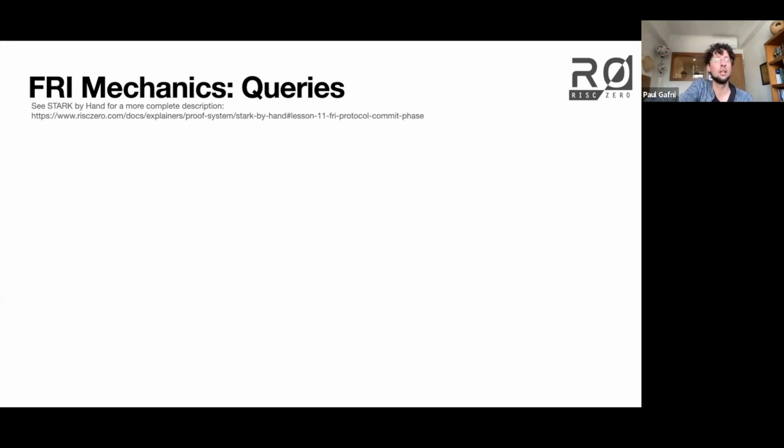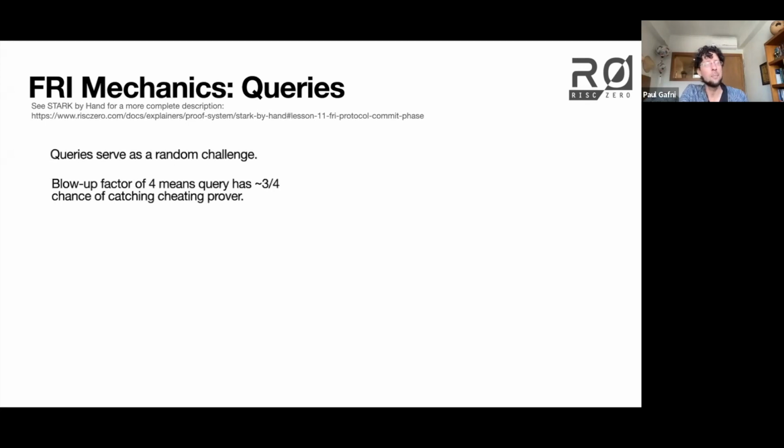And the verifier needs a mechanism to kind of check that the folding was done in accordance with the randomness that the verifier actually provided. So the queries serve as a random challenge. And because we're using a blow-up factor of 4, each query has about a 3/4 chance of catching a cheating prover. In other words, each query provides about 2 bits of security.